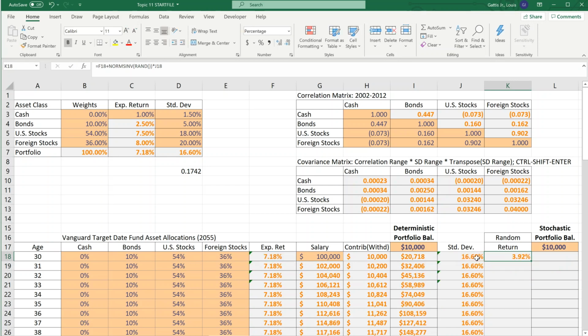Now notice every time I hit F9 it just gets the spreadsheet to recalculate all cells. So every time I hit F9, I'm getting a new random portfolio return. Again, the market is risky. We don't know what the return is in any given year. Now, if I hit F9 enough times, what you'll notice is the average number. If I did this, say, 10,000 times and recorded all 10,000 of these portfolios, the average number will be 7.18. And if you graphed it, it would have exactly a 16.6% standard deviation. So this formula ensures that we get a normal distribution of returns given the mean and standard deviation. Now I can copy that down.